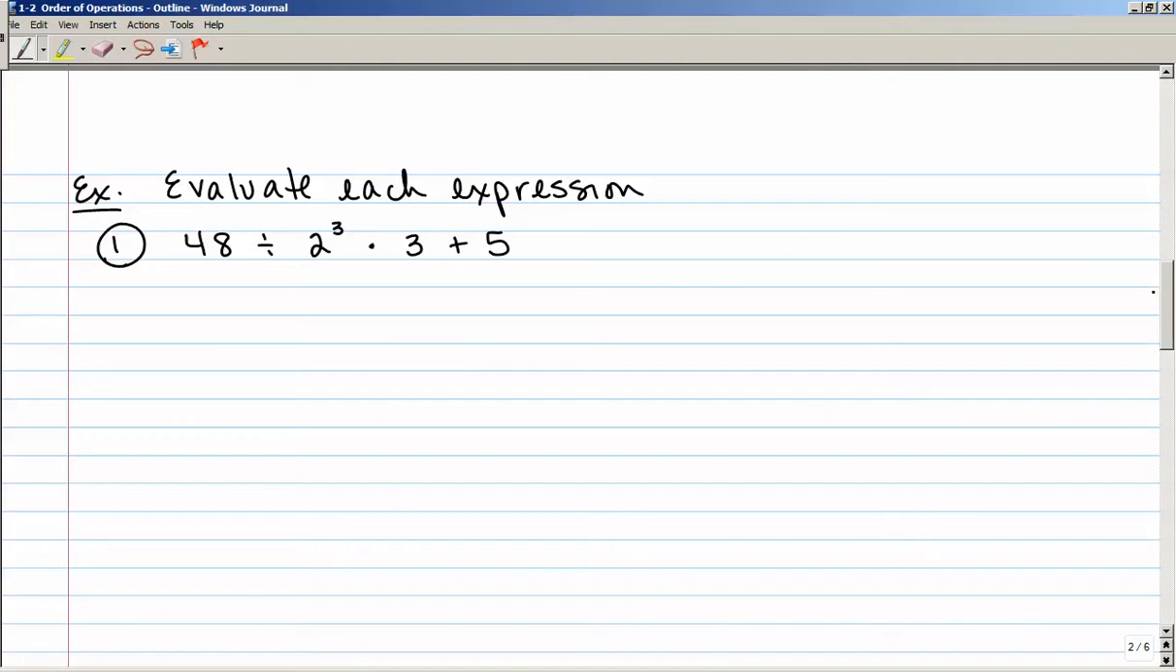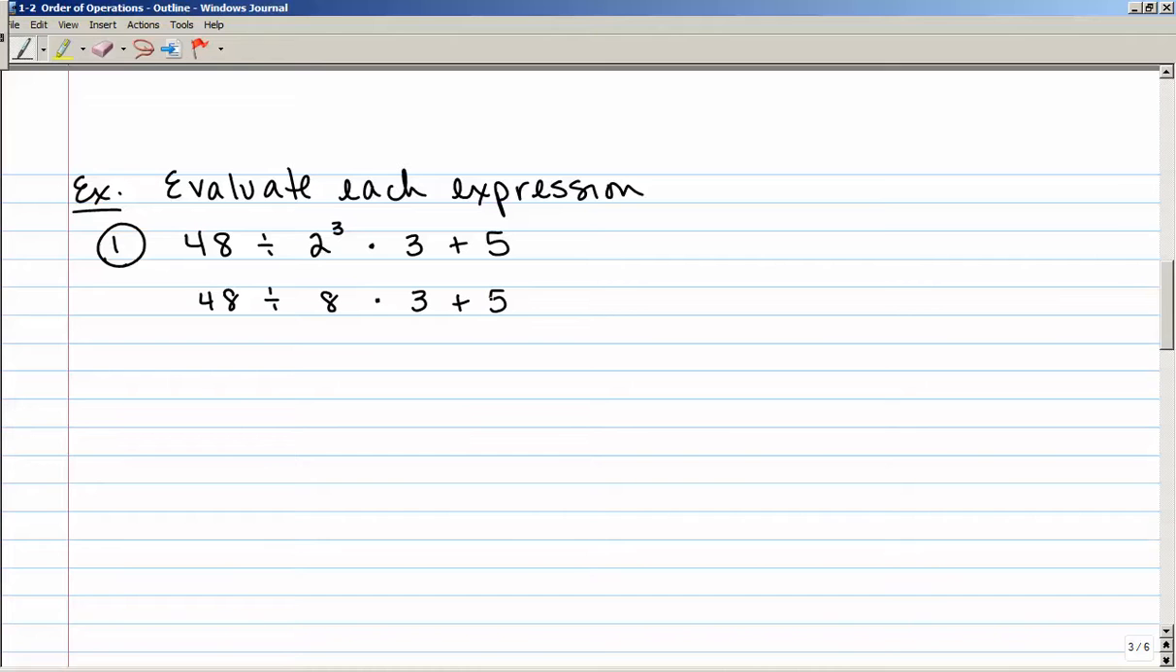Let's take a look at several examples here. So the directions say evaluate each expression. So I have 48 divided by 2 to the 3rd power times 3 plus 5. I have no grouping symbols in this, so there's nothing there. I have an exponent there, so I'm going to have 48 divided by, and I need to evaluate 2 to the 3rd power. That's 2 times 2 times 2, which is 8, times 3 plus 5.